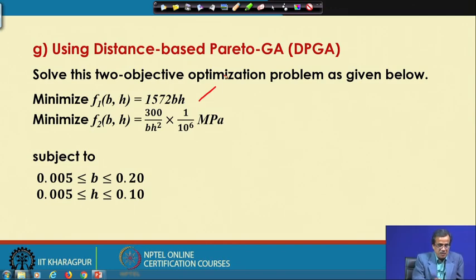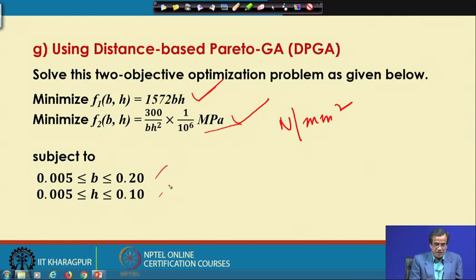Now, the second objective is to minimize another function of b comma h, which is nothing but 300 divided by b h square, multiplied by 1 divided by 10 raised to the power 6, just to express this developed stress in MPa, that is Newton per millimeter square. Here our aim is to minimize the weight of the cutting tool and to minimize the developed stress like this, and these are the ranges for the design variables.